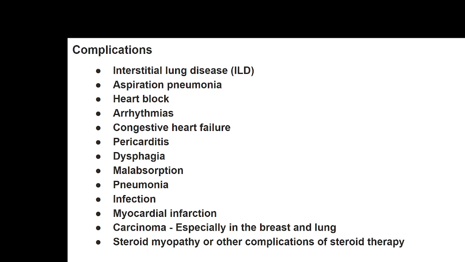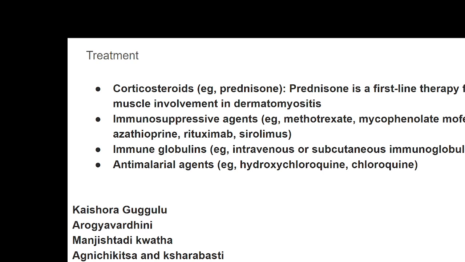The most common complications which occur due to the dermatomyositis are interstitial lung disorders, aspiration pneumonia, heart block, arrhythmias, congestive cardiac failure, pericarditis, dysphagia, malabsorption, pneumonia, infections, and carcinoma, even steroid myopathy if the patients are on steroid therapy. The issue is these complications are common with systemic sclerosis, dermatomyositis, as well as scleroderma, and the treatment protocol would be almost the same in all these conditions, like corticosteroids or immunosuppressive agents, or intravenous immunoglobulins, or antimalarial agents like hydroxychloroquine are often used.